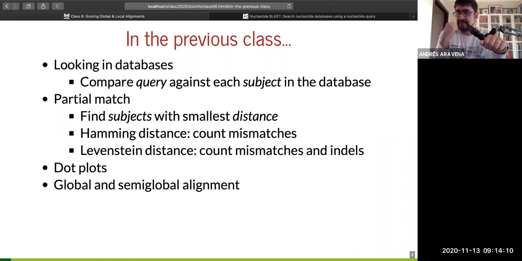Then in semi-global, since one of the sequences is shorter, the query is shorter, the main difference is, what is the main difference?